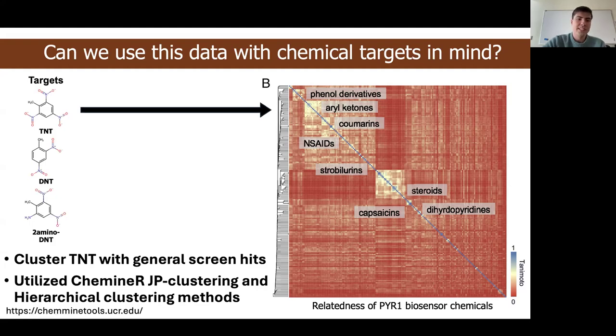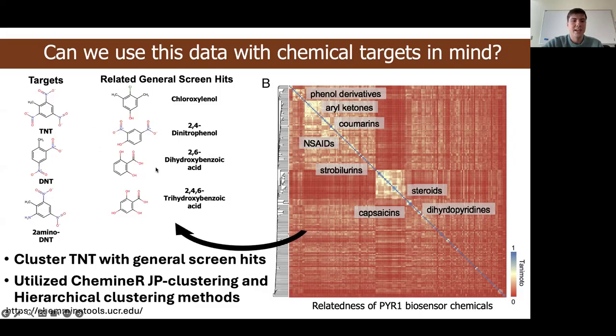And so really simply, I used a package called ChemmineR. If you want to be doing this kind of analysis yourself, they have a really nice GUI as well on chemminetools.ucr.edu. I took the SMILES string for TNT and threw it in with all of the hits that we have, which is in the supplemental of the paper as well, and clustered them together with Jarvis-Patrick clustering and also hierarchical clustering. And then I curated these four compounds that, out of all of the hits that we did have, were structurally the most similar to this TNT structure.